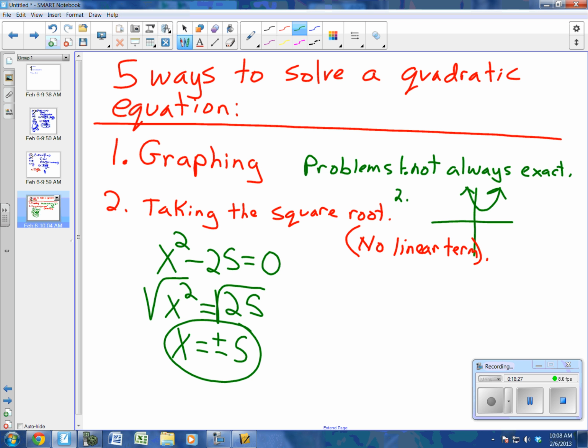Do you guys understand when I say there's no linear term here? X squared is here, but there's no something x, right? Okay? And then there's a constant. So it only works when there's a quadratic term and a constant term. Let's look at another way.